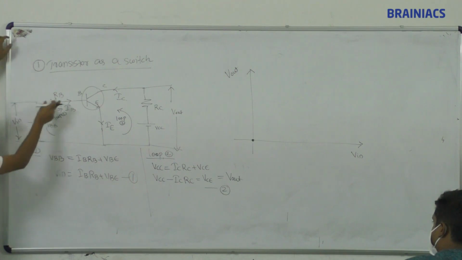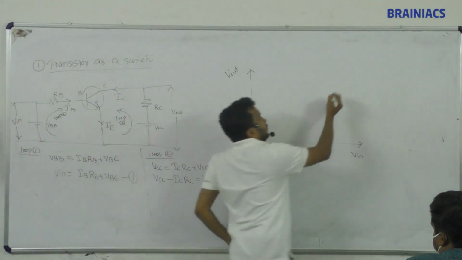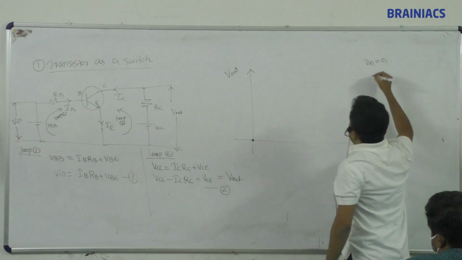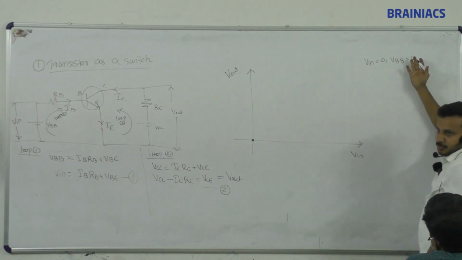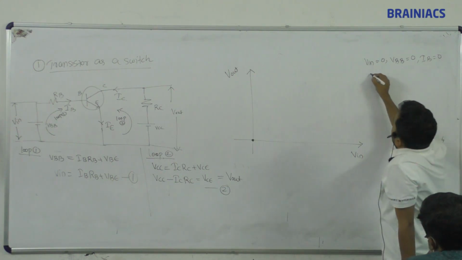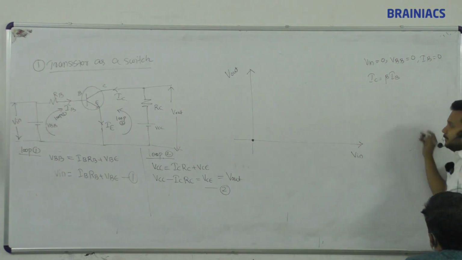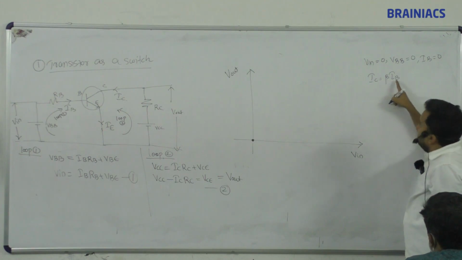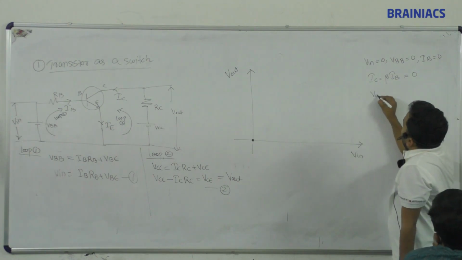If I am not giving any voltage, what is the value of IB? When IB equal to 0, what is the value of IC? Let's put V in equal to 0, which means VBB equal to 0. I am not giving any voltage. If I am not giving any voltage, IB equal to 0. IB equal to 0 means IC equal to beta IB. Beta has a value, that is a transistor property. But IB 0 means IC equal to 0.